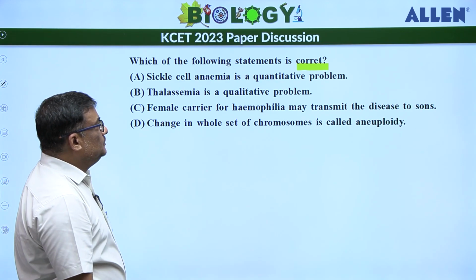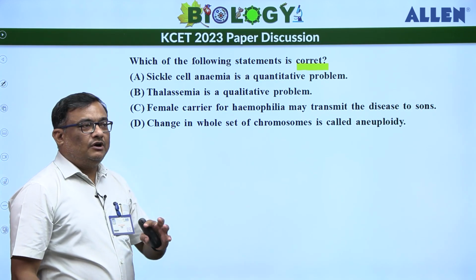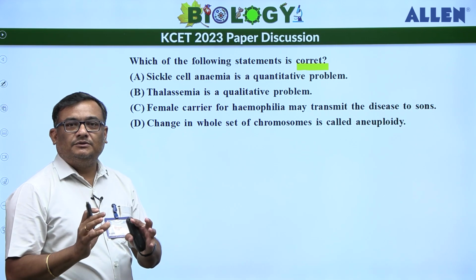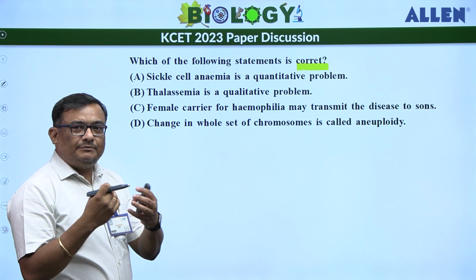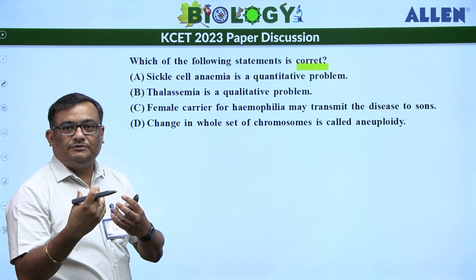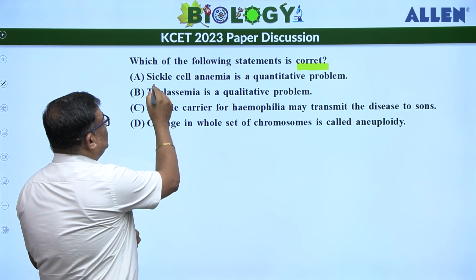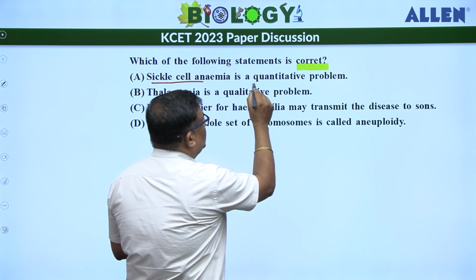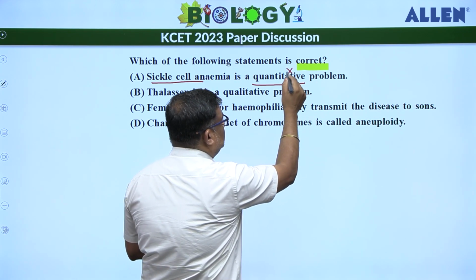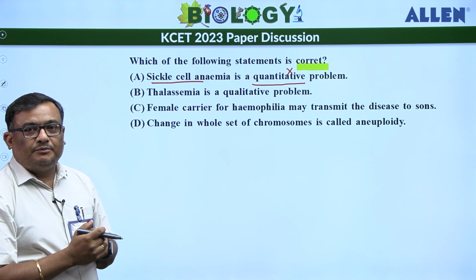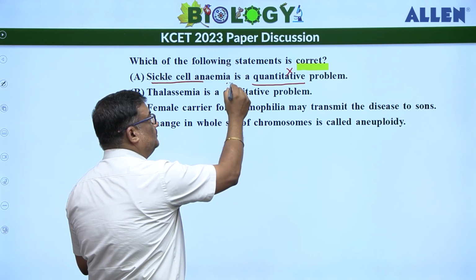There are 4 statements given, and all those 4 statements are quite confusing. They are not very easy. What they have done is they have jumbled the words in between them. Sickle cell anemia is a quantitative problem? Exactly not. It is not at all a quantitative problem. It is a qualitative problem.